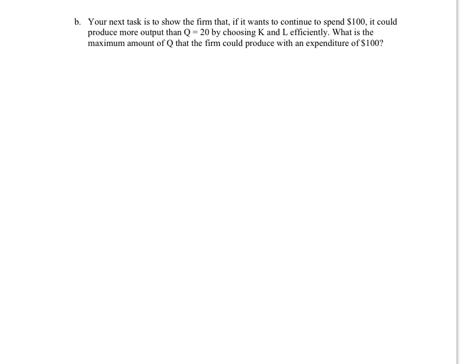Now, the second part here is next. We also did this one in class. The task is to show that the firm, if it wants to continue to spend 100, could produce more output. Well, the firm is actually spending $100. So now you're thinking, how much output can you produce if you spend $100? Basically, that's the question. And you know that the price of labor is still 4, and the price of capital is 1, right? And you know that if you produce anything, you will produce at a level of 4L equals K.